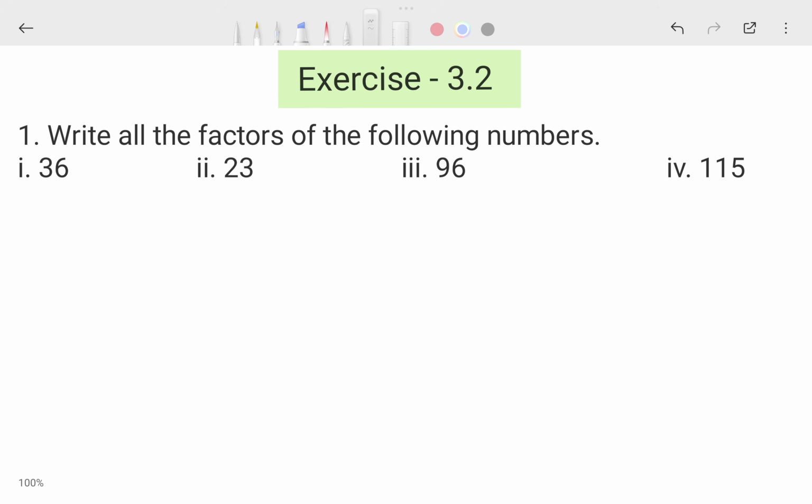Okay, so in this video, I will explain this exercise to you, and if you have any doubt in this exercise, don't worry about it. By the end of this video, you will not have a single doubt in this exercise. Okay, so let's start with our first question.